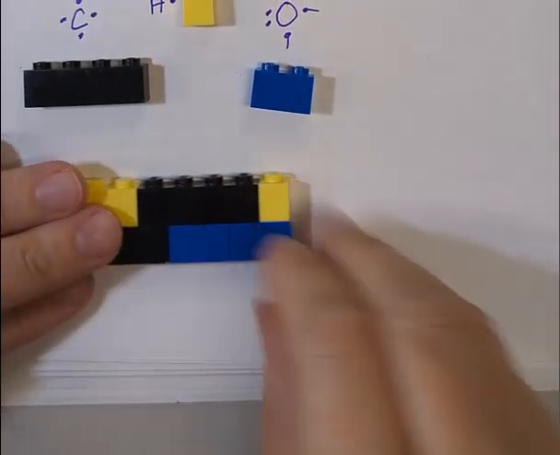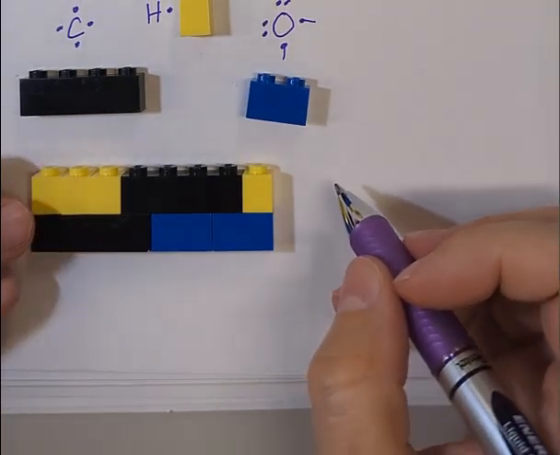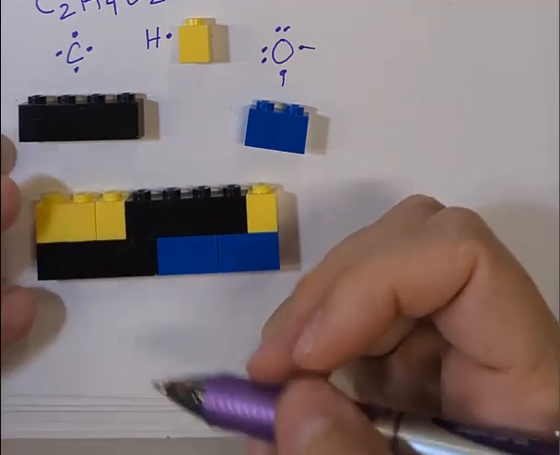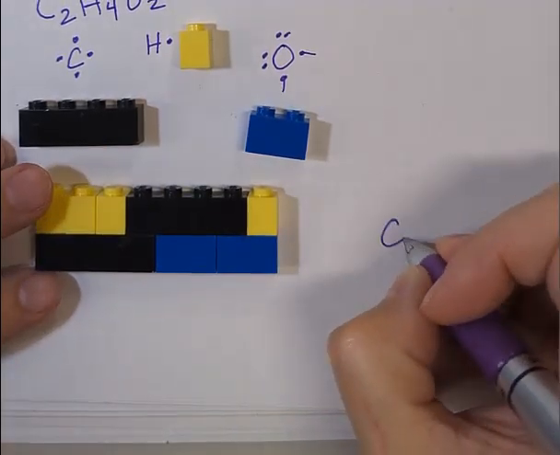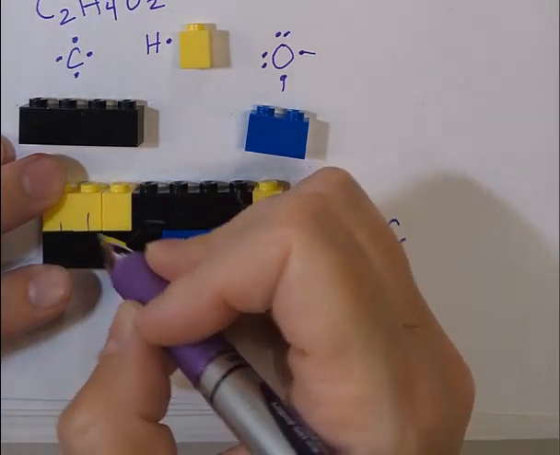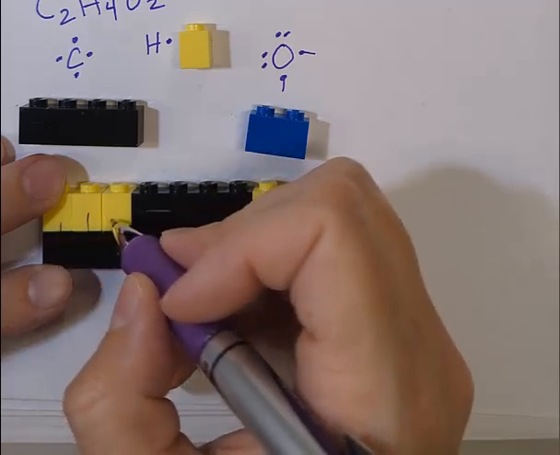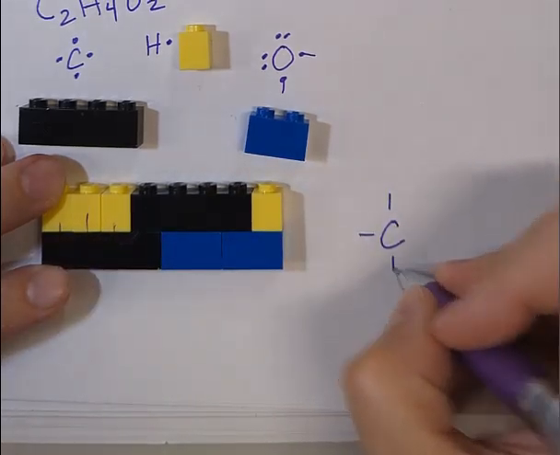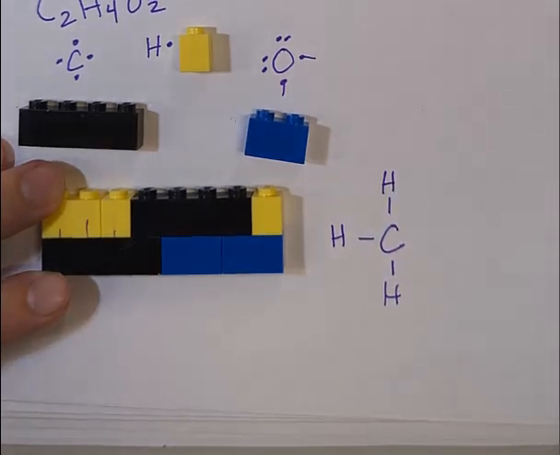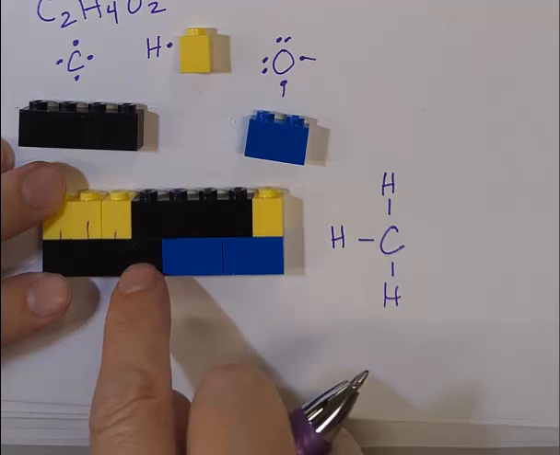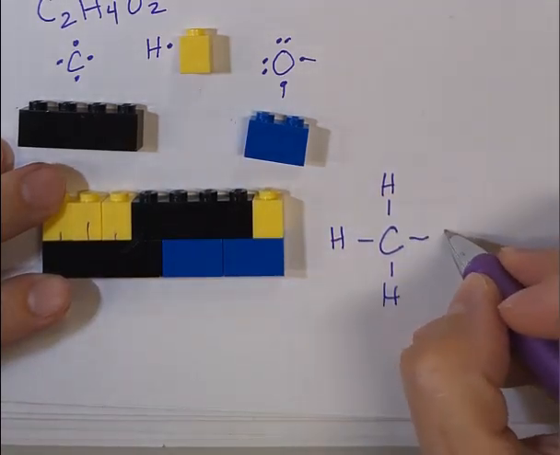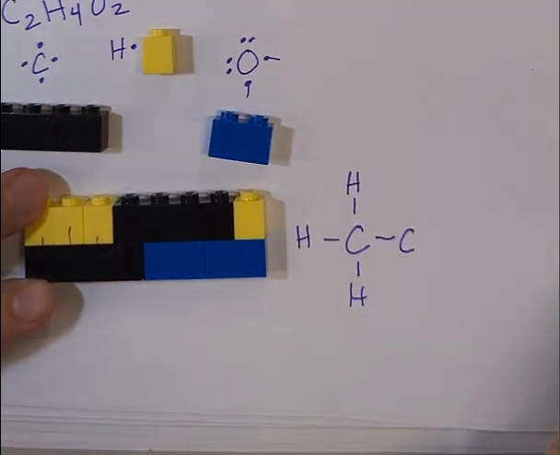All right, so to make this into a Lewis dot structure, I need to remember that each connection is a bond. So I'm going to start with this first carbon. I'm going to write C for carbon. And this first carbon has 1, 2, 3 single connections to 3 hydrogens. So 1, 2, 3 single bonds to 3 hydrogens, just like that. Then its fourth bond is not to a hydrogen, it's actually to the other carbon. So I'm going to draw a single bond to the other carbon.